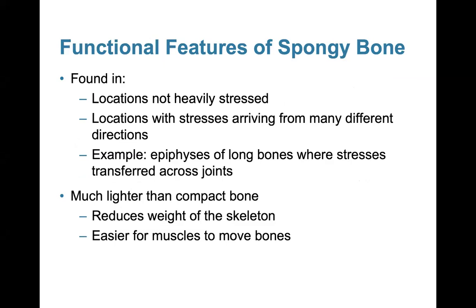Some functional features of spongy bone: they're found in locations not heavily stressed, and locations where stress arrives from many different directions, because spongy bone will give you protection in multiple directions. For example, the epiphyses of the long bones, where stresses are transferred across the joints, is where we'll find spongy bone. Spongy bone is also much lighter than compact bone. It reduces the weight of the skeleton, so it's easier for muscles to move bones.